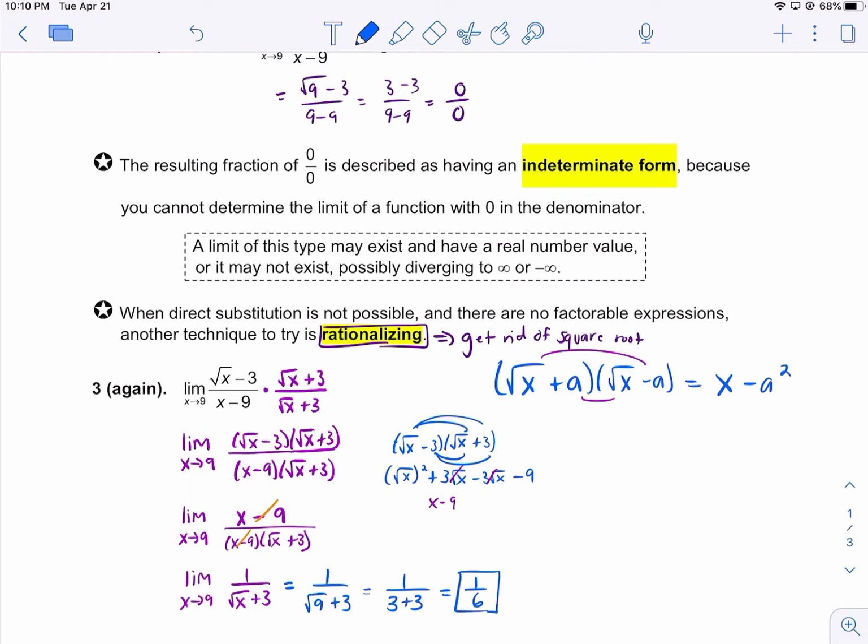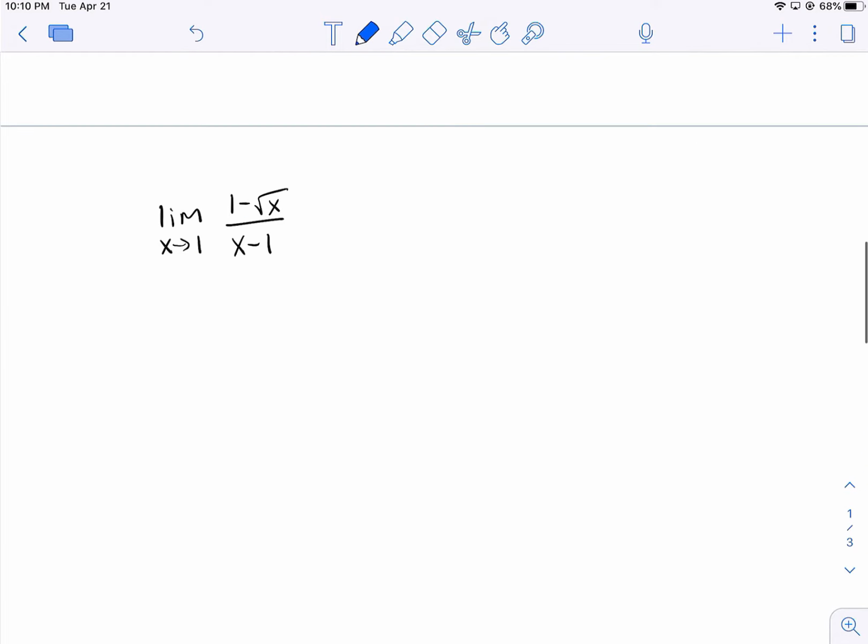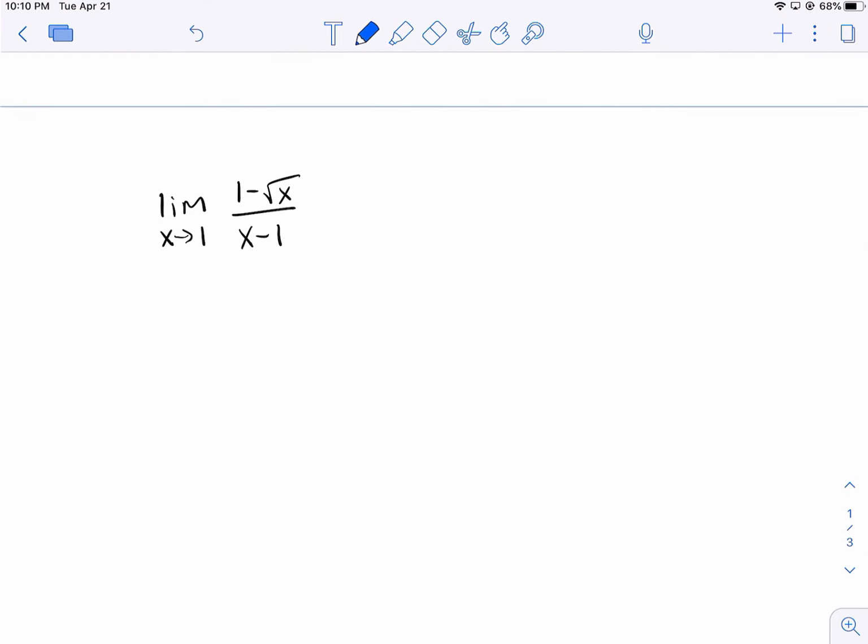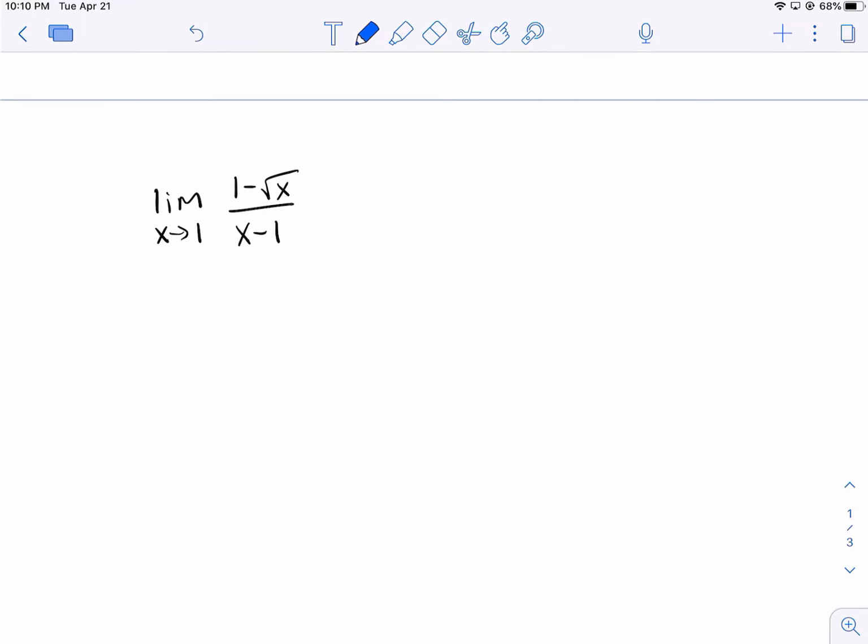And that would again indicate that there's a hole in the graph at x equals 9. Let's look at a couple more examples. For this next one, we have the limit as x goes to 1 of 1 minus square root of x over x minus 1.